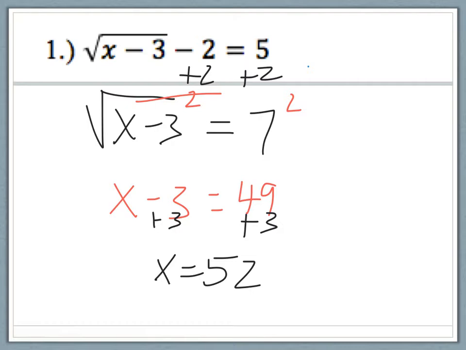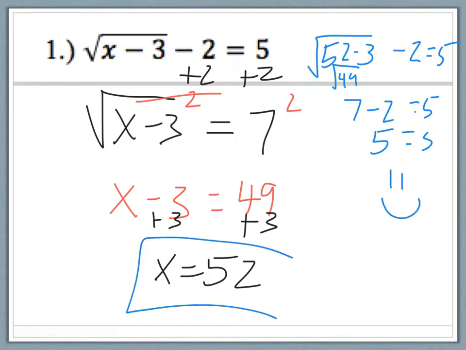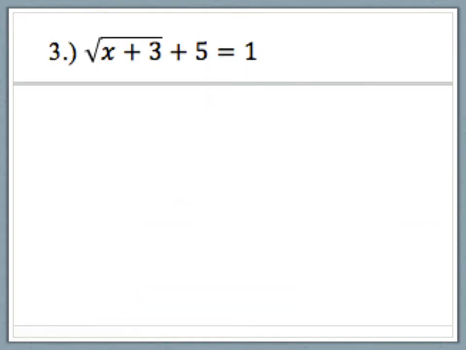That means we're going to have the square root of 52 minus 3, and then minus 2 equals 5. We want the left side to equal the right side, so 52 minus 3 is 49. Well, the square root of 49 is just 7, so 7 minus 2 equals 5. And we can already see that it's going to be 5 equals 5. So it does work out. This is true. So this is our solution: x equals 52.